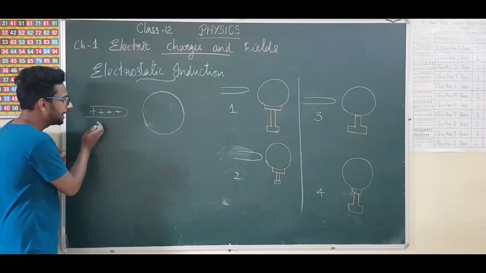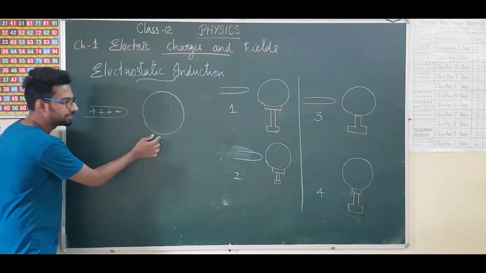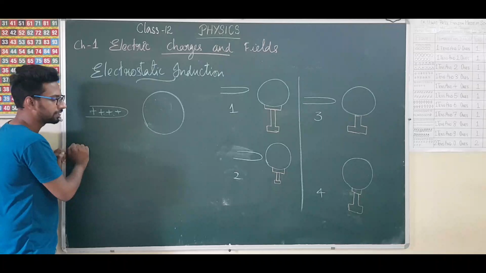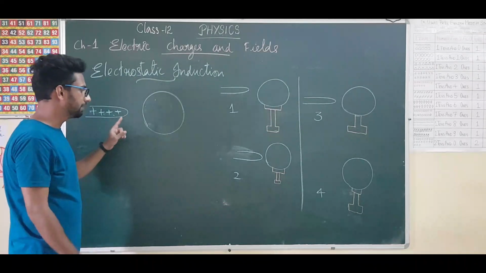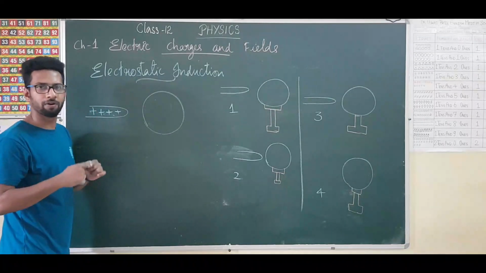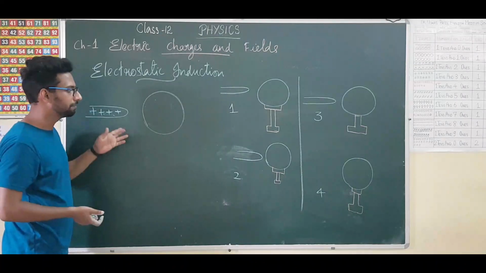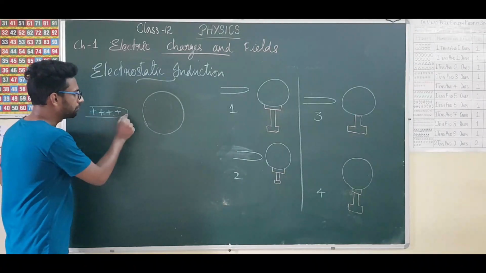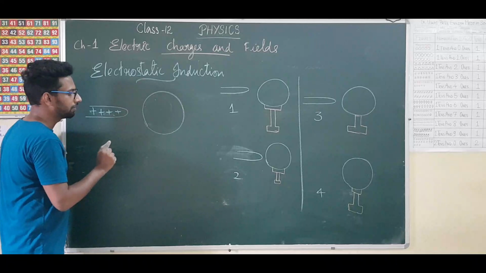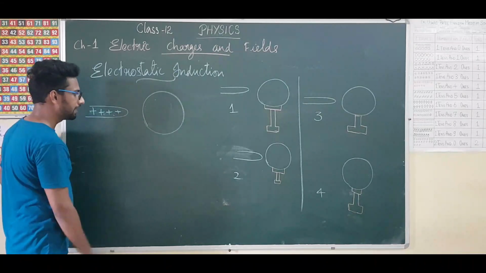Then when you bring a charged body very close to an uncharged body, there is no direct contact. In the case of conduction, direct contact must be there. That's the meaning of conduction. But here, the charged body need not be in contact with the uncharged body.